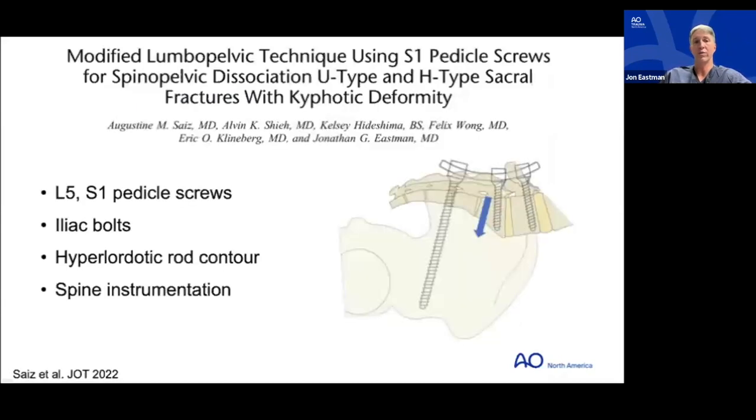And so we were fortunate to work with Eric Kleinberg, who's a good friend and a good colleague, both at Davis when I was there, and now he's here in Houston. But we kind of did this together.